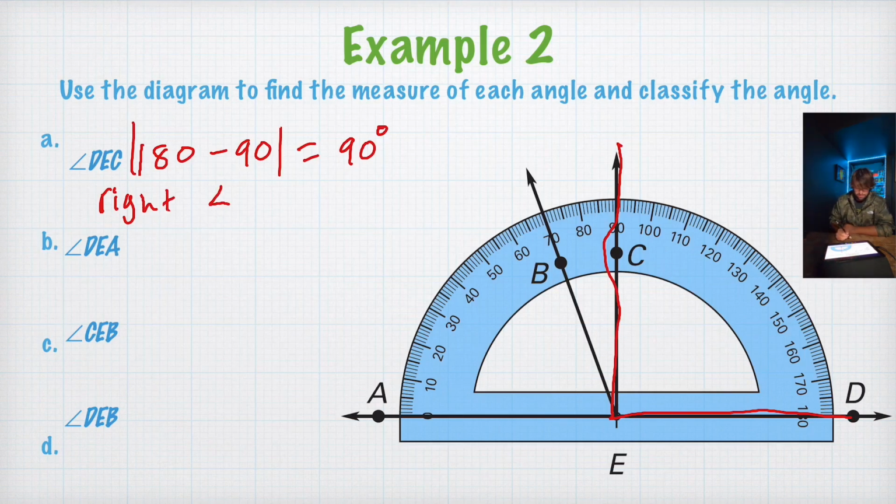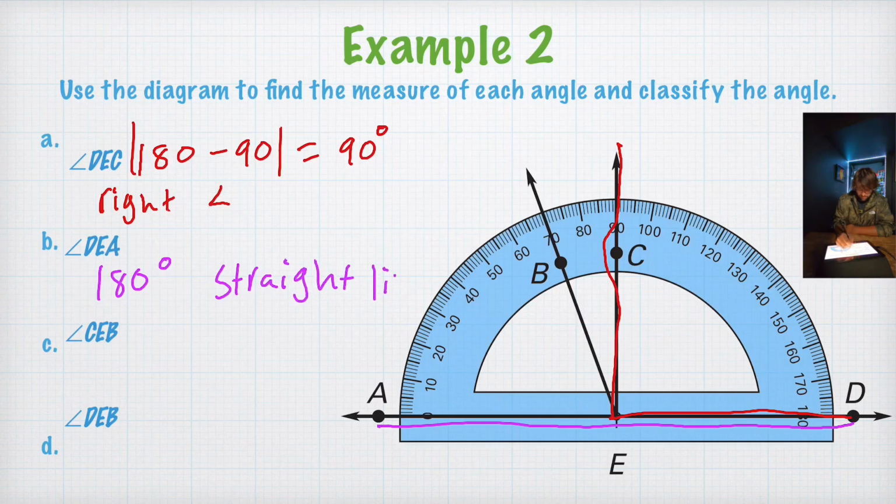Next we have DEA. DEA, which is going to go straight across here. What kind of line is that? A straight line, which we know is going to have 180 degrees, which is a straight line.